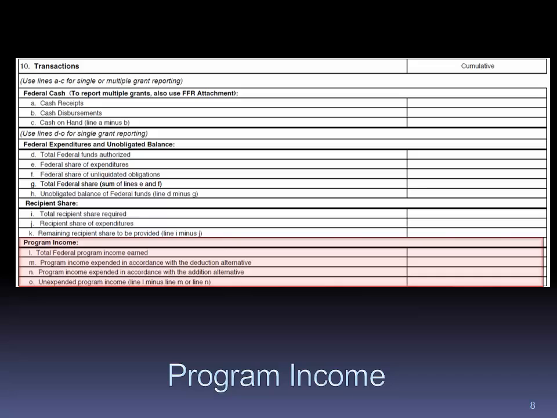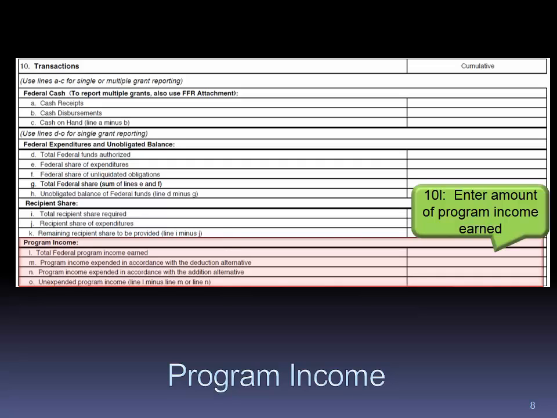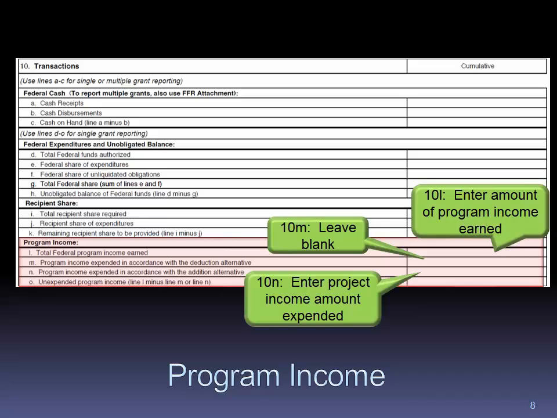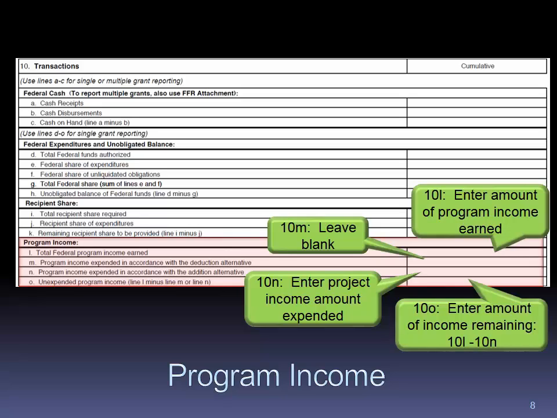Program income. The majority of A&A projects aren't income producing, but for those that are, this is where you'd report it. In 10L, enter the amount of program income earned during this period. 10M, you're going to leave blank because A&A uses the additional alternative rather than the deduction alternative. 10N, you're going to enter the project income amount expended. And 10O, you're going to enter the amount of income remaining, which is 10L minus 10N.